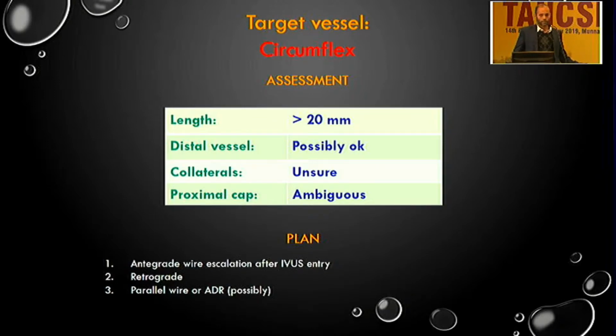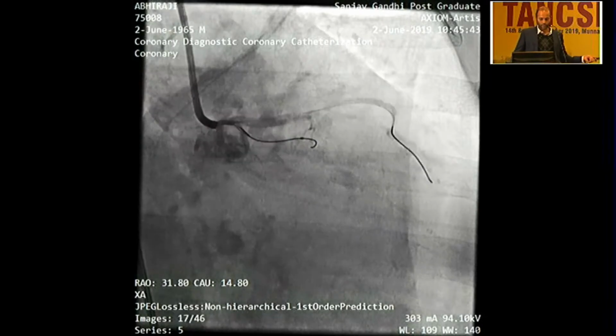If that didn't work, explore some retrograde options. If that didn't work, depending on if the other doctor did it or I did it, we're going to do paddle wire or ADR. So this is IVUS guided entry.